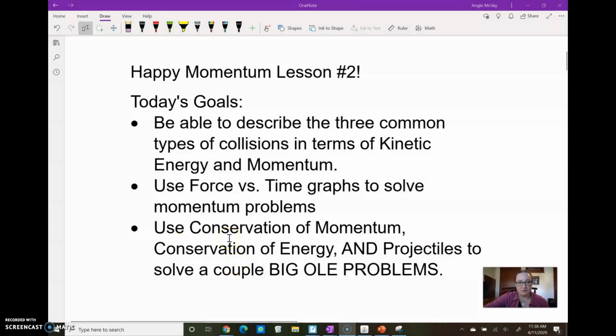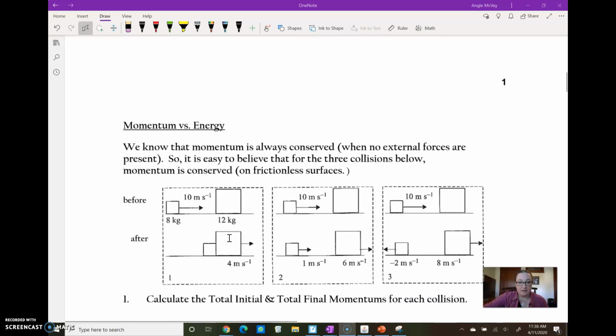Today's goals are to be able to describe the 3 common types of collisions in terms of kinetic energy and momentum, and also use force versus time graphs to solve momentum problems. And then finally, we'll use conservation of momentum alongside conservation of energy and projectiles to solve a couple big old problems. We are at the end of mechanics, and we're going to incorporate all of these ideas together to solve some problems.